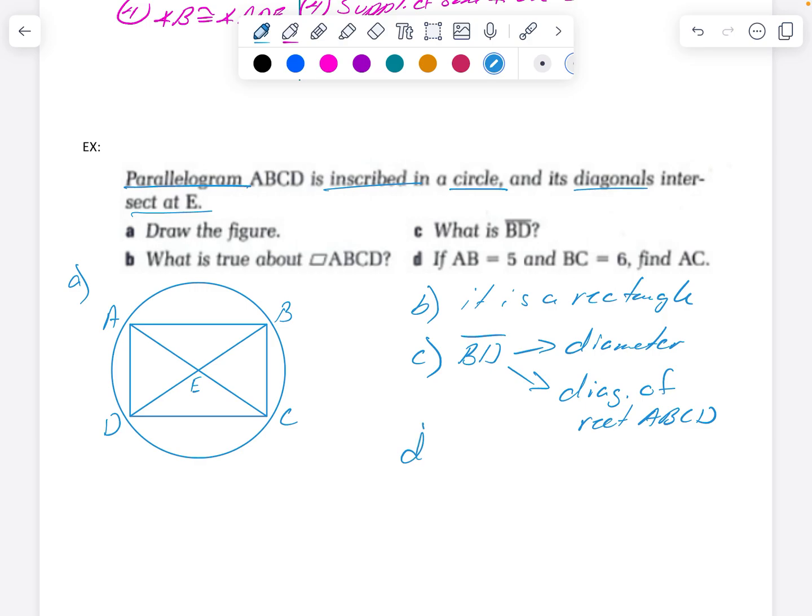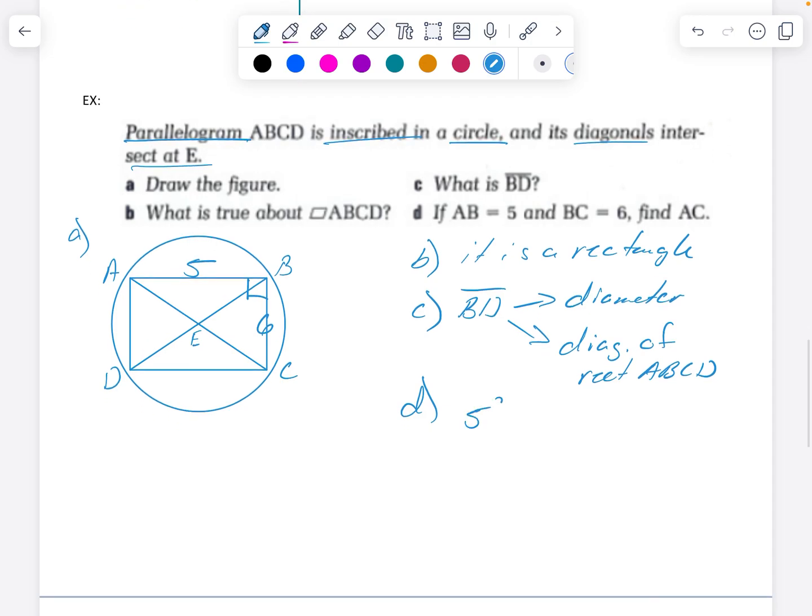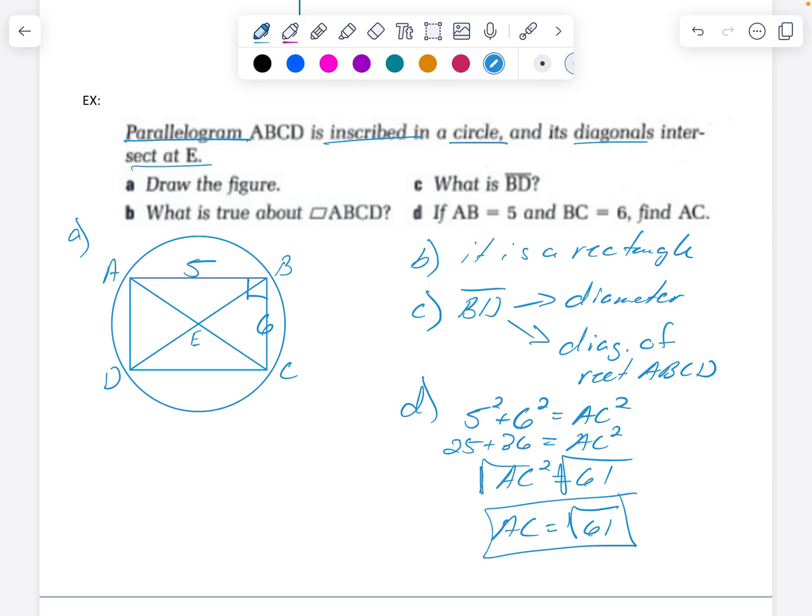And finally, D says if AB is 5, BC is 6, find AC. Well, we know this is a rectangle, so this is just a matter of 5 squared plus 6 squared equals AC squared. And you should find out, well, let's just do it. 25 plus 36 equals AC squared. AC squared equals 61. So AC is the square root of 61. And there you go.